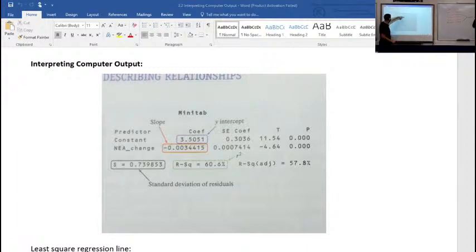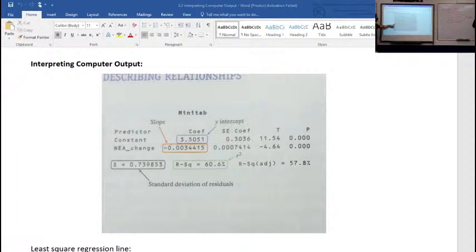These are the different places. First off, we talked about R squared before, and how to interpret it. But the R squared you want to use is the one that is just labeled R squared, not the one that's labeled R squared adjusted.